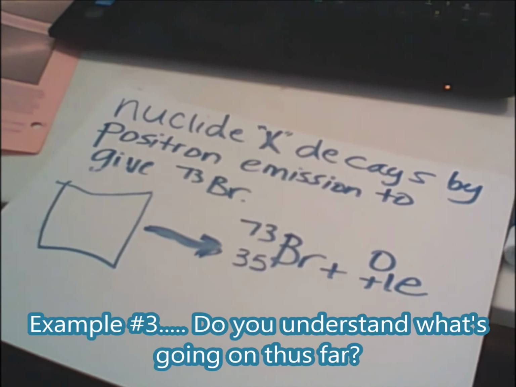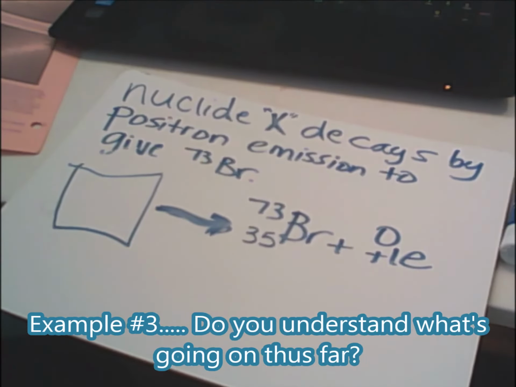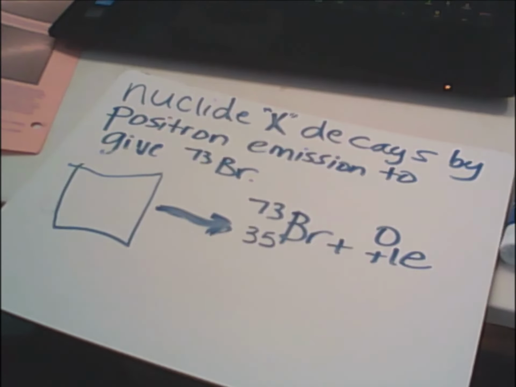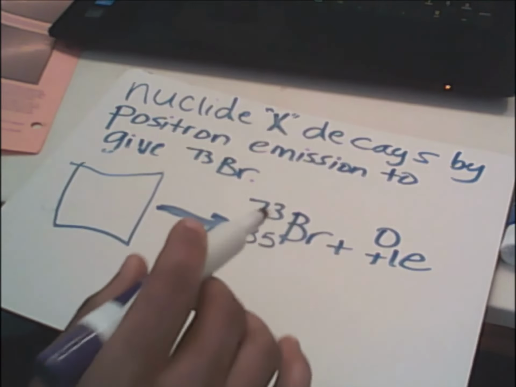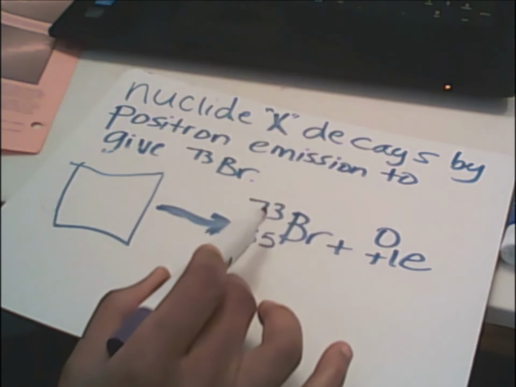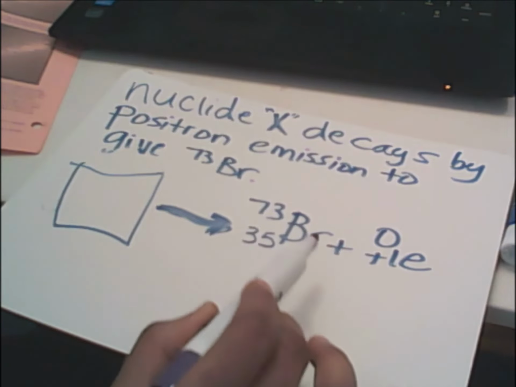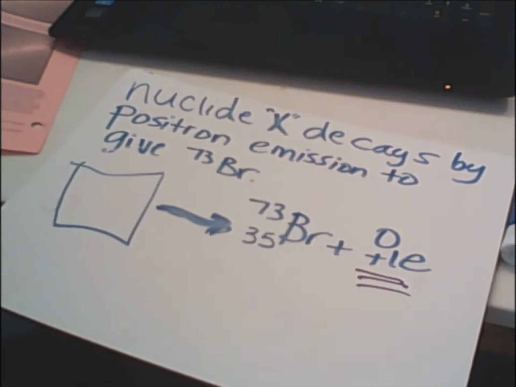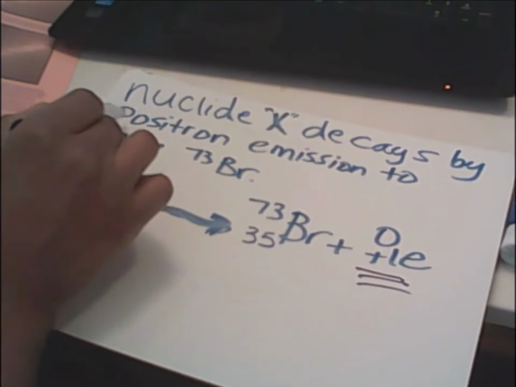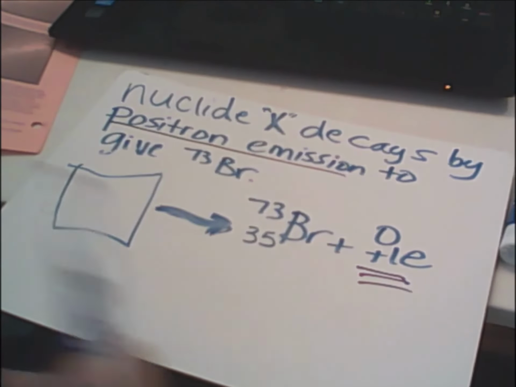Here's the last problem. Nuclide X decays by positron emission to give 73 bromine. Again, you're looking for the nuclide here in this missing box. And what you're going to do is draw your arrow and set it up this way. You're going to say 73 over 35 Br plus 0 plus 1 e. Now, where did I get this from? From my PowerPoint slides. There, again, is a PowerPoint slide that will show you what positron emissions equal, what the notation is. This is the notation for positrons.